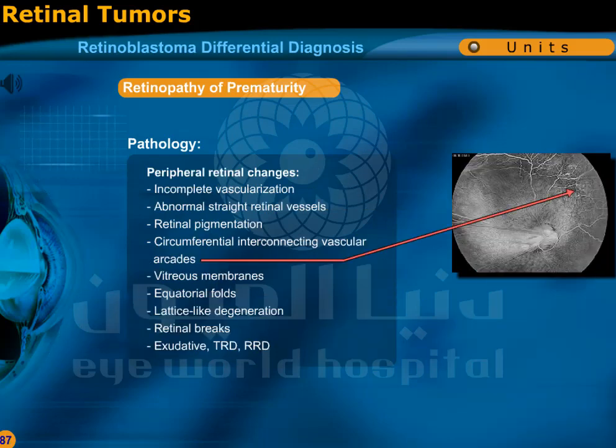Peripheral retinal changes. Incomplete vascularization. Abnormal straight retinal vessels. Retinal pigmentation. Circumferential interconnecting vascular arcades. Vitreous membranes. Equatorial folds. Lattice-like degeneration, retinal breaks, exudative, tractional retinal detachment, and RRD.